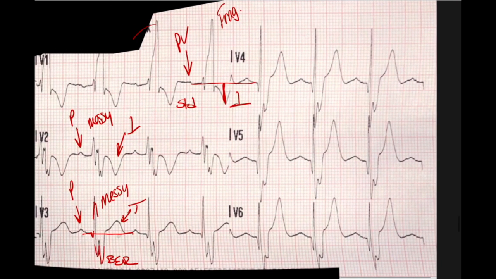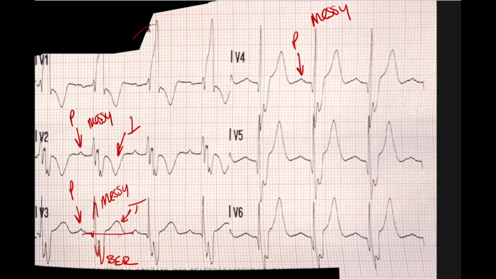Moving on to V4. I'm going to get rid of some of this. In V4, we have this upright P wave. We have this messy QRS fragment again. And this time we have some elevation that we're going to again call benign early repol.